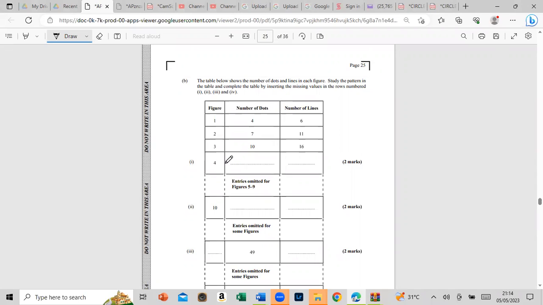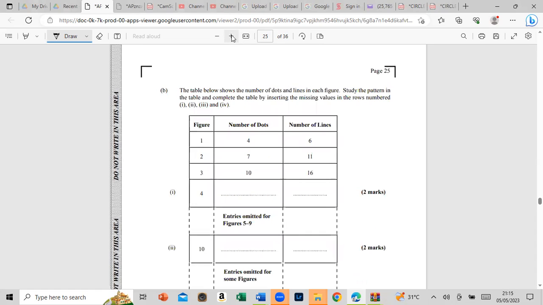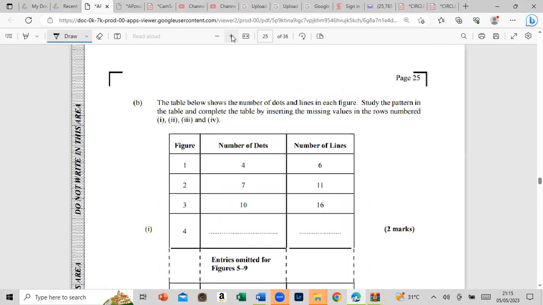Alright, so this one says: the table below shows the number of dots and lines in each figure. Study the pattern in the table and complete the table by inserting the missing values in rows 1, 2, 3, and 4. So first, guys, you have to try to figure it out. I showed you in an earlier video how I figure it out, and it always seems to work.